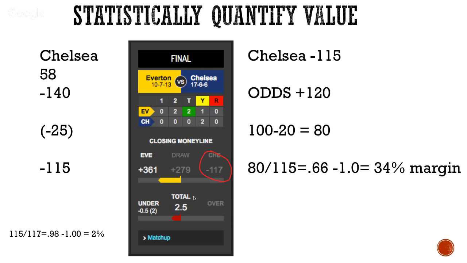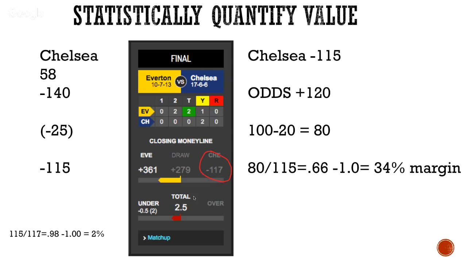So in this example, just to review real quickly, Chelsea's minus 115. Let's say our odds were plus 120. You would take 100 minus 20, and that would equal 80. Then you take 80 divided by 115. That equals 0.66 minus 1. That is a 34% margin or 34% value. And when you look at these two scenarios, down 2%, that's not a good deal, no value. 34%, that's great value and a great margin.